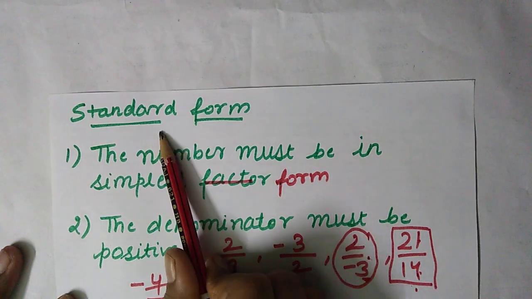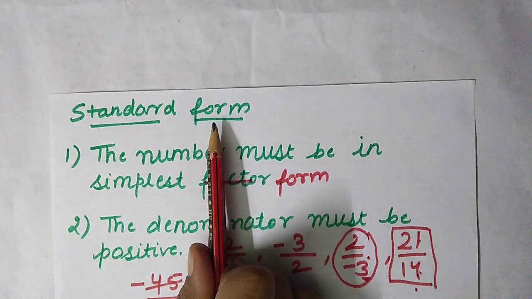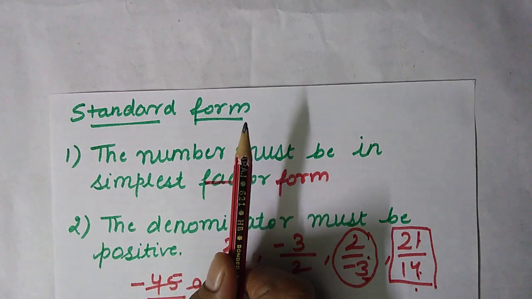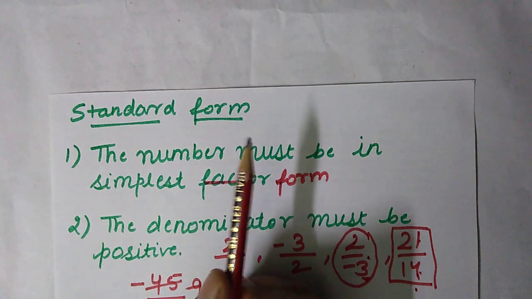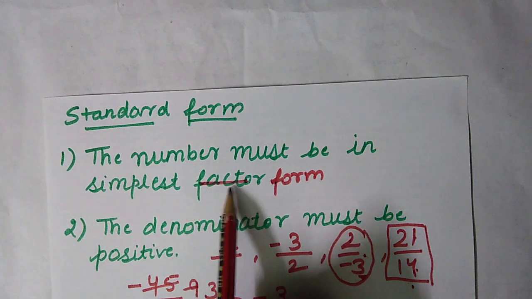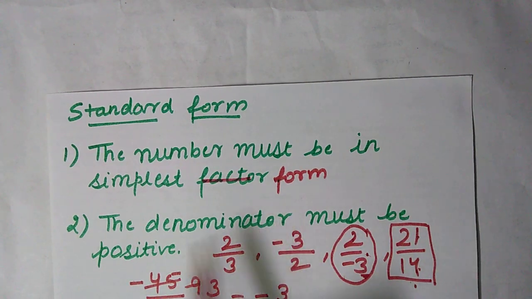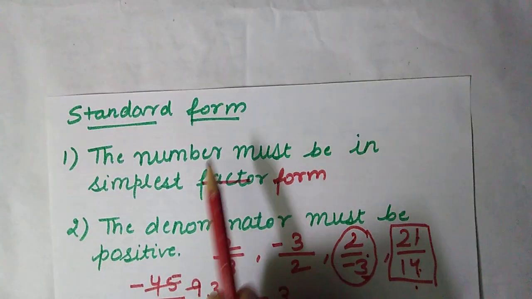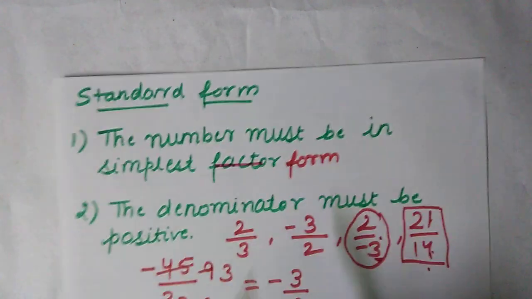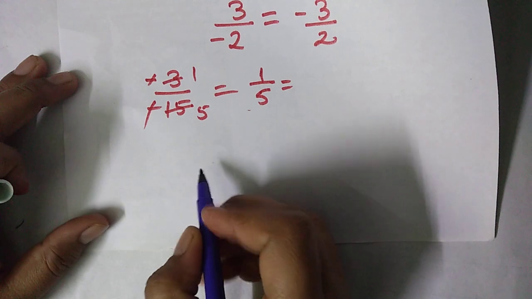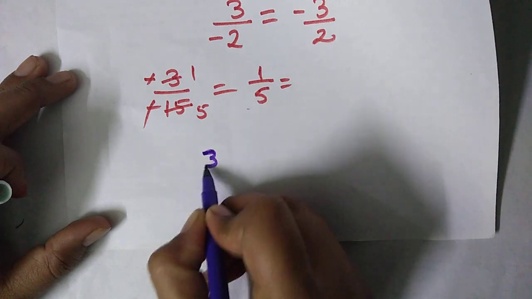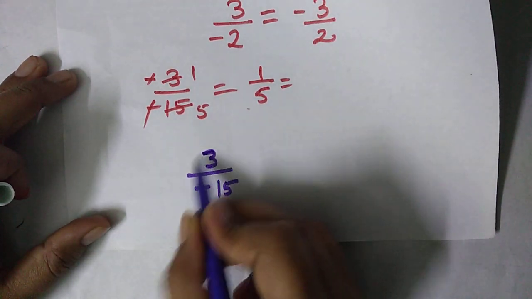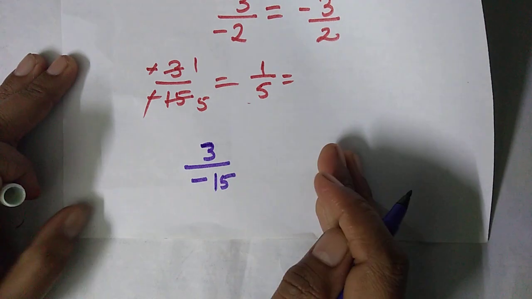After that we have learned about the standard form of a rational number. For a rational number to be in its standard form, it must satisfy two conditions. First, the number must be in simplest form, and second, the denominator must be positive. Again, the denominator must be positive and the number must be in simplest form. For example, say you are given 3 over minus 15. Is it in standard form? No, this is not the standard form.